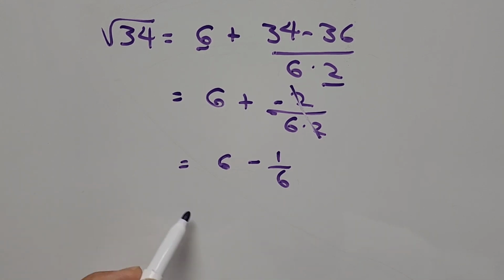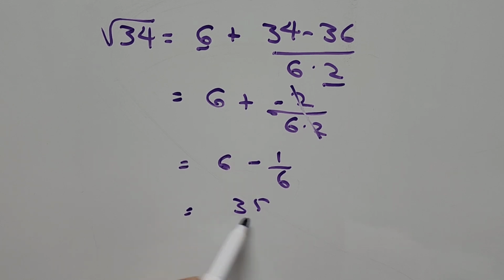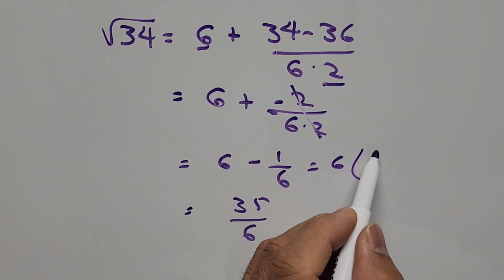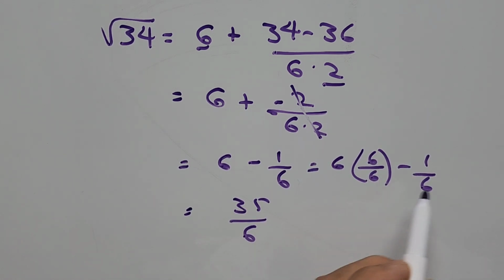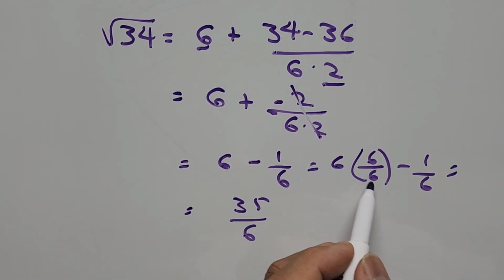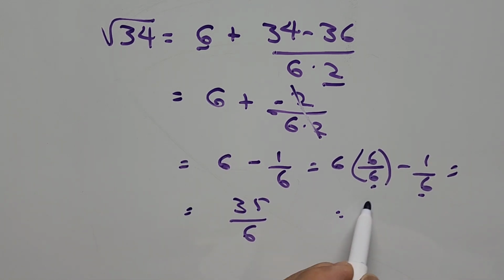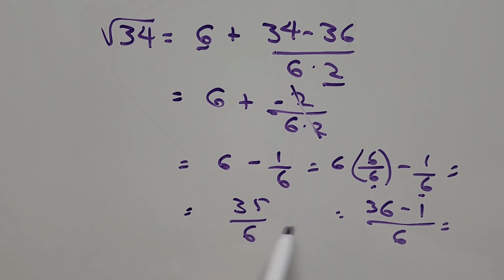So simplify this further. So we have 6 times 6 is 36, minus 1 is 35, divided by 6. So this is calculated the same way as multiplying the first term on the left by 6 over 6, minus 1 over 6. So now here we have common denominator of 6. So we have 6 times 6 is 36. So that is 36 minus 1. We have common denominator of 6. So we ended up with 36 minus 1. So that's 35 divided by 6.